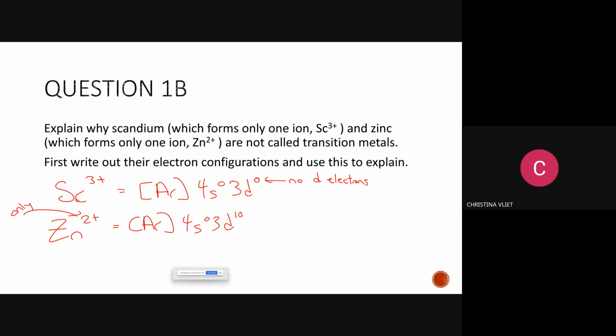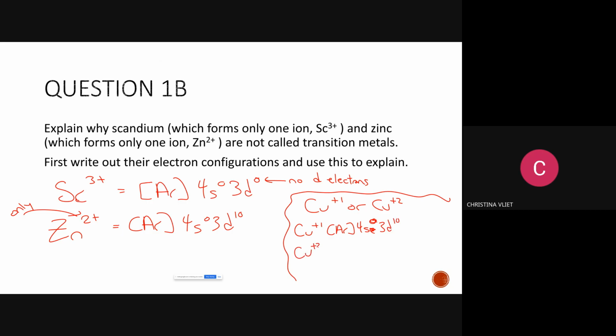Interesting note though, somebody mentioned copper. Copper can be +1 or +2. These are the two options for copper. So if we had copper +1, what would its electron configuration be? It would be argon 4s0 3d10. But what would copper +2 be? 4s0 what? 3d9.